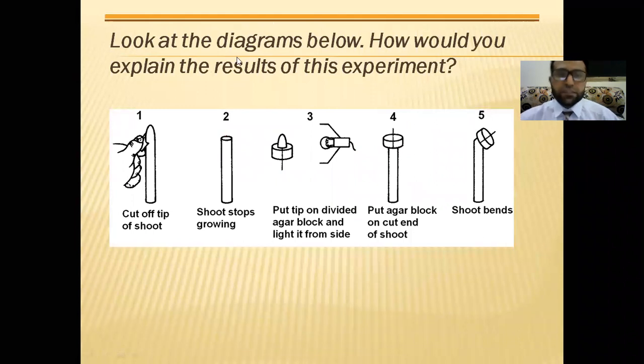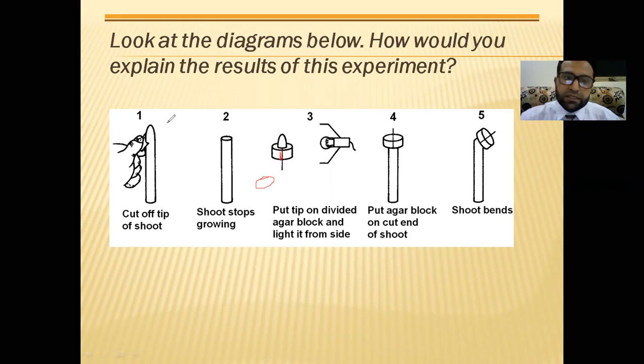Now in the second experiment, again we cut off the tip of the shoot. The shoot stopped growing. Then what we did was put the tip on a divided agar block. Here we selected a divided agar block, and divided means it's in two parts. Why did we do it like this?